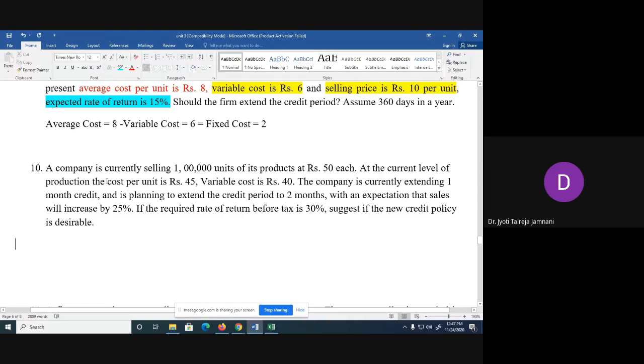The company is currently extending 1 month credit and is planning to extend the credit period to 2 months with an expectation that sales will increase by 25%. If the required rate of return before tax is 30%, suggest if the new credit policy is desirable. So let us see how the company would work on it. So as of now, they have 1 lakh unit of sales.